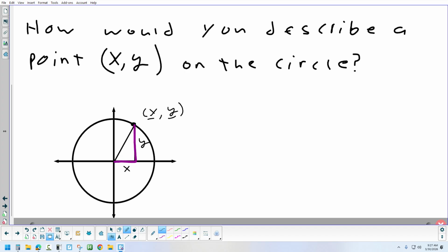And now, if you can do that for any point, or every point on the circle, every point has an x and a y value, and we can find them all using the formulas that we're about to come up with to find just this particular point. Okay, the formulas are going to work for every point on the entire circle.